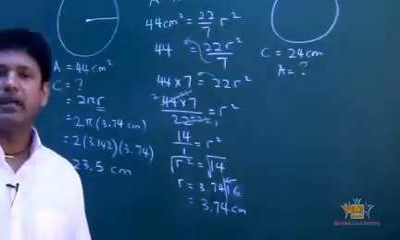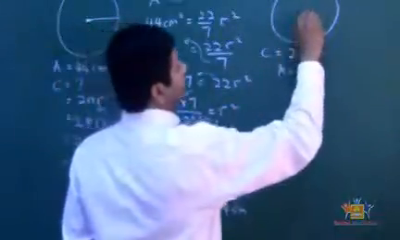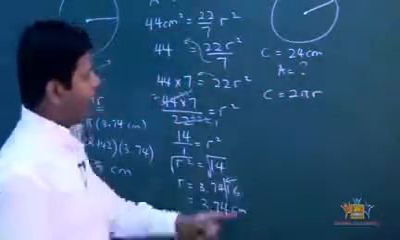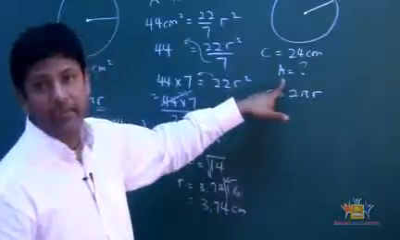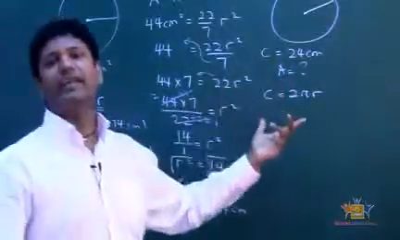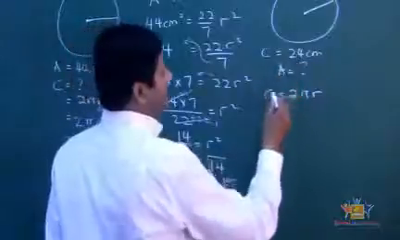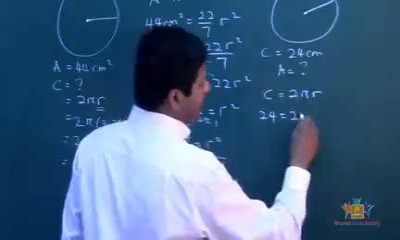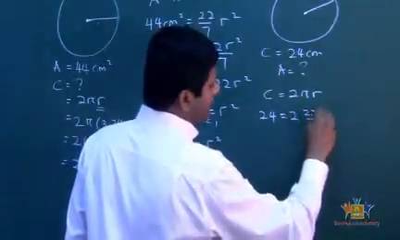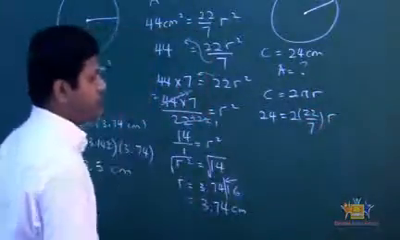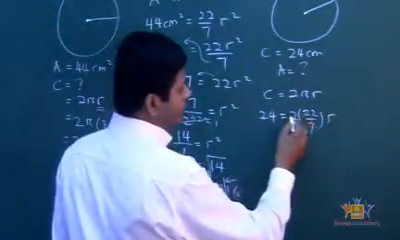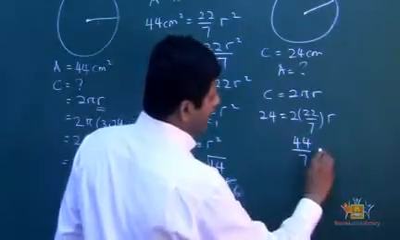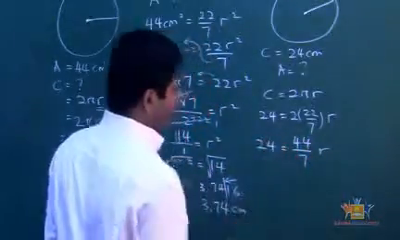So again, the bottom line is we have to find the radius first, because we know the circumference formula is 2 pi r. I want to find r and then substitute into the area formula and find the area. So we know C is the circumference, 24, and 2, let's use pi as 22 over 7, and I'm looking for r. 22 times 2 is 44. So 44 over 7 r equals 24.